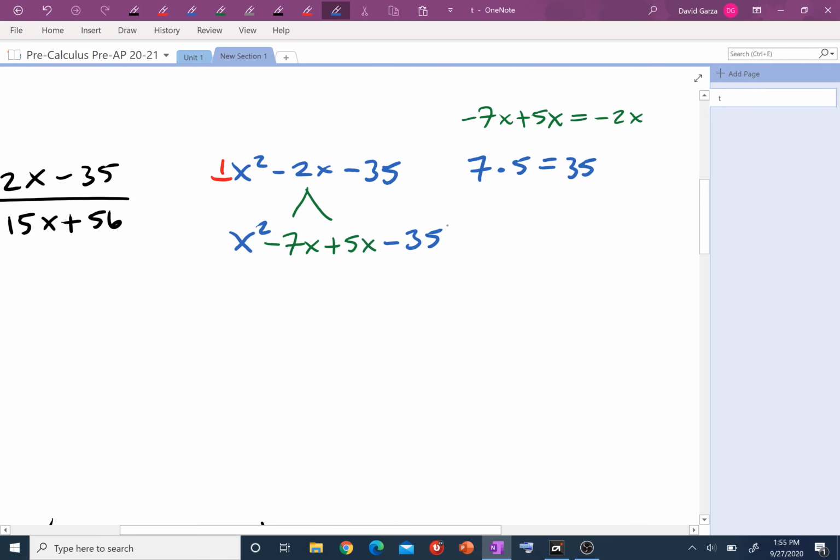And now we kind of treat this as two separate problems. That's the way that I approach this. So I'm just going to look at the problem on the left and then the problem on the right.